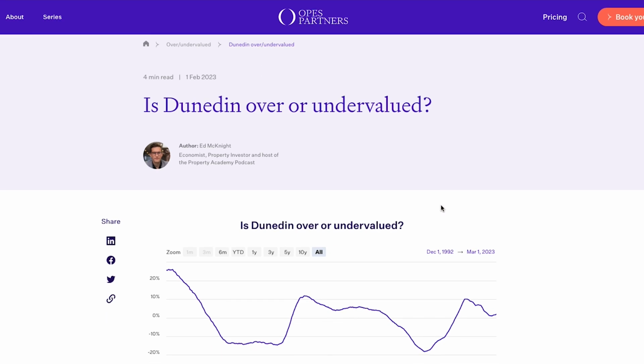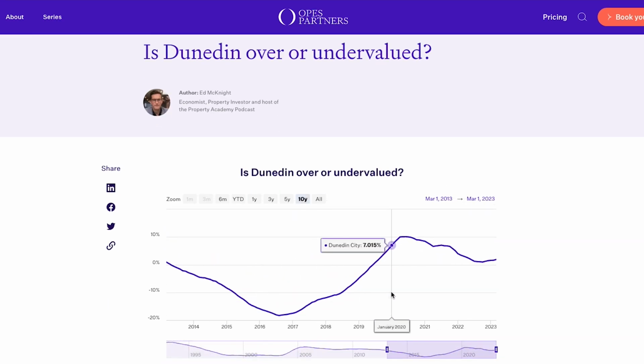Let's take a quick look at Dunedin as well, zoom in on that, and see where we're going. So Dunedin looks like it's about right now. The prices have come back. It's at a level that's consistent with its long-term average. Yeah, so it's about 2% overvalued, but that's neither here nor there. It's about where we'd expect it to be.